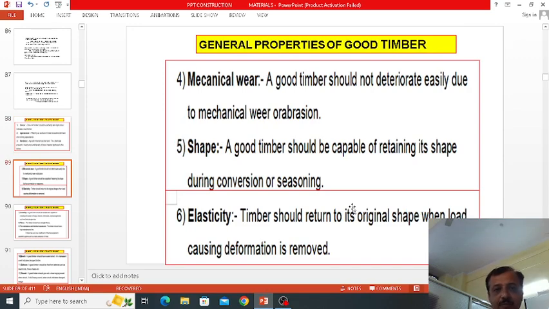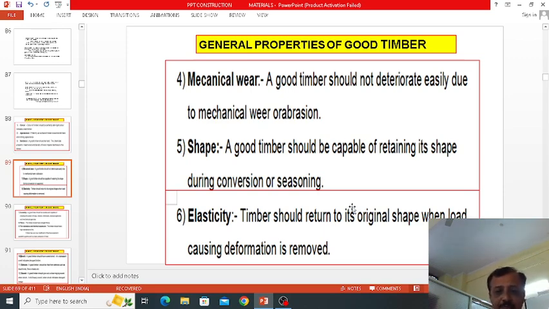Mechanical wear and tear. A timber should not deteriorate easily due to mechanical wear and abrasions. Whenever you see any abrasions, the timber should resist this mechanical wear and tear. The shape. A good timber should be capable of retaining its shape during conversion and seasoning. Whenever you start cutting the timber into different shapes, it should retain its shapes. After seasoning, it should not decrease its volume.